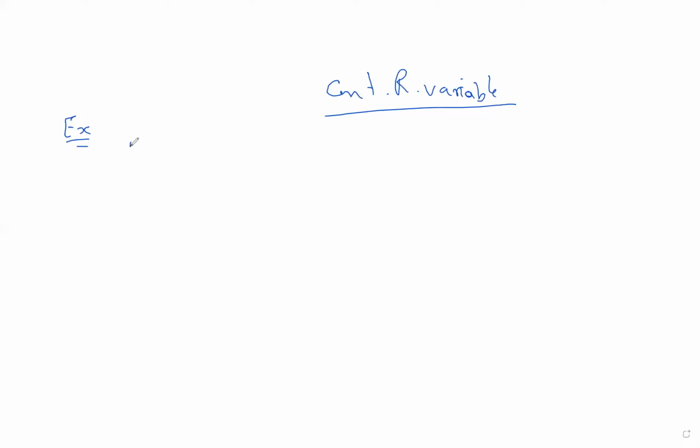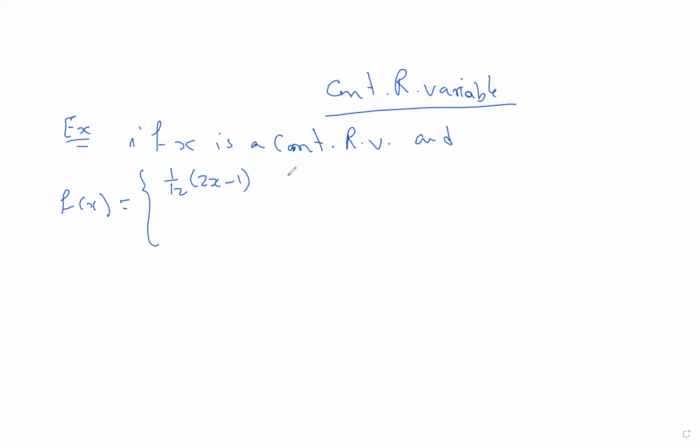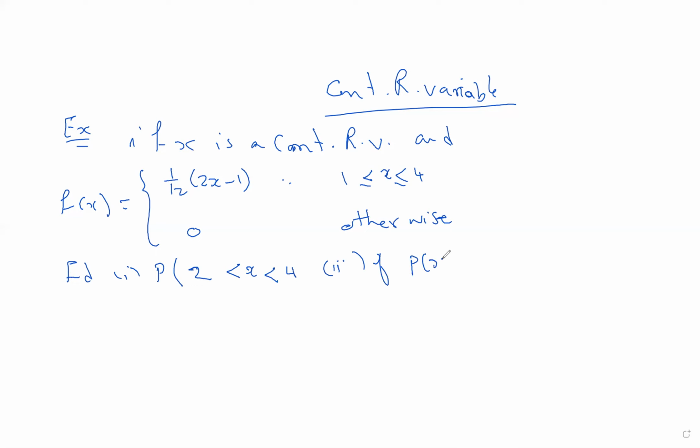Example or exercise. If x is a continuous random variable and f of x, which is a density function, is 1 over 12 times 2x minus 1, where x is between 1 and 4, and 0 otherwise. Find, number 1, the probability of x greater than 2 and less than 4. Number 2, if the probability of x less than or equal to a equals 1 over 16, find a.